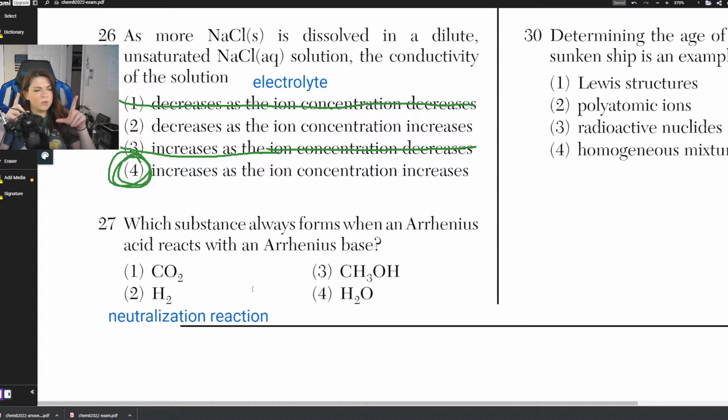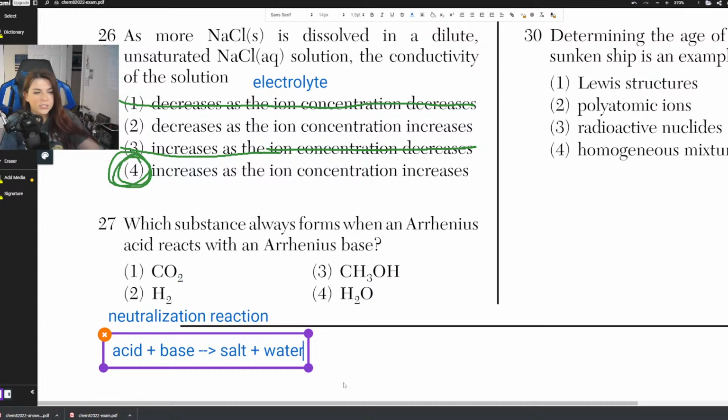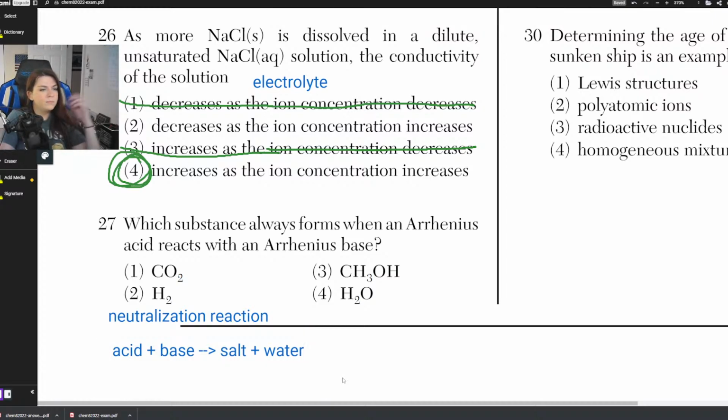In the neutralization reaction, you'll always have an acid reacting with a base, and you are going to get some ionic salt and water every single time. So it's simply the definition. Water is the product. If we look at an example, let's keep it super simple.